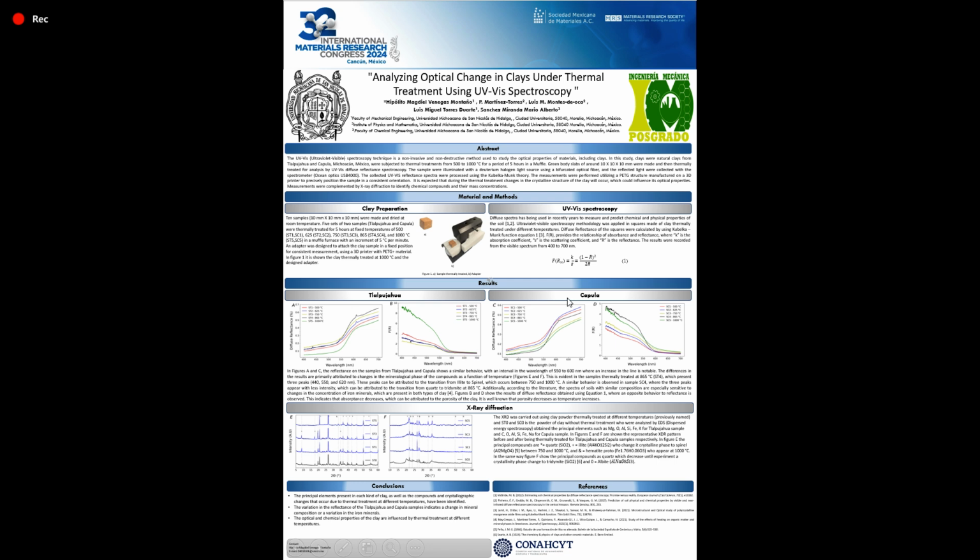The variation in the reflectance of the Tlalpujahua and Capula samples indicates a change in mineral composition or variation in the iron mineral. The optical and chemical properties of the clay are influenced by thermal treatment at different temperatures.